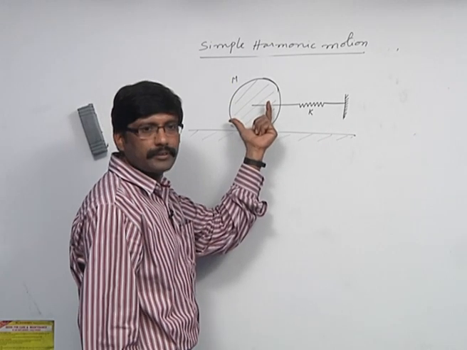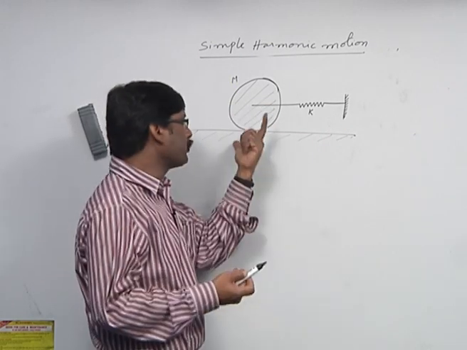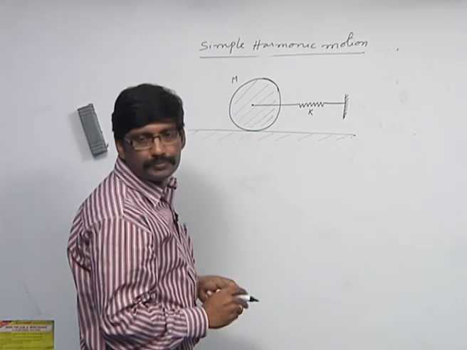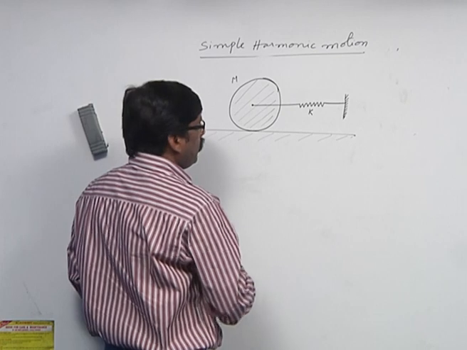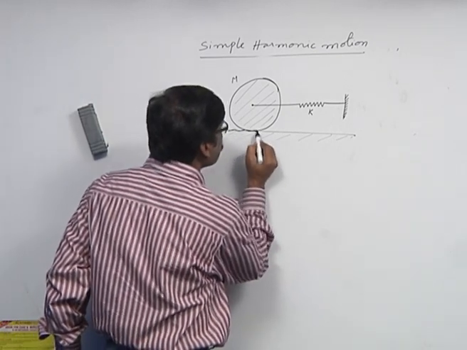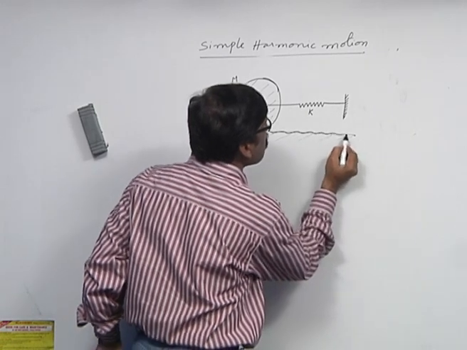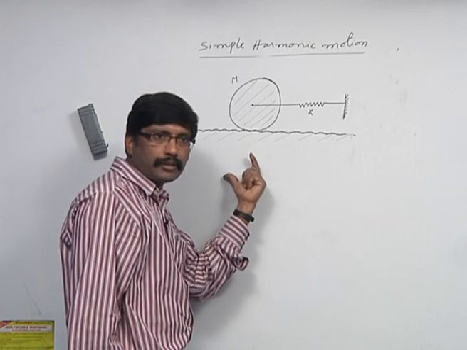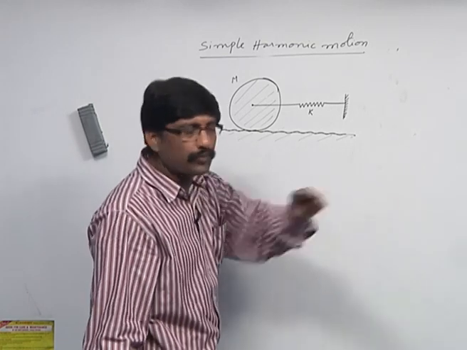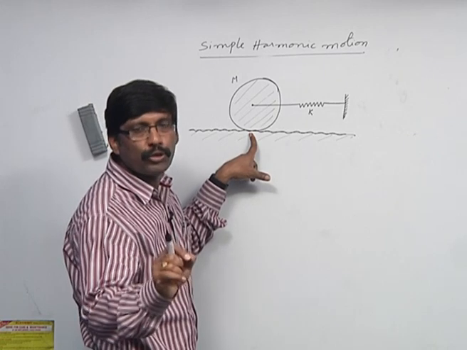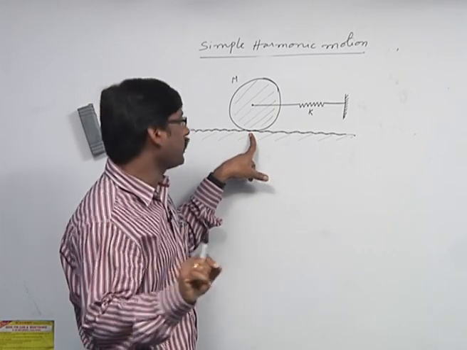This disk, or maybe a sphere, depends on the given shape. There is enough friction between the disk and the horizontal surface. There is no slipping at the point of contact.